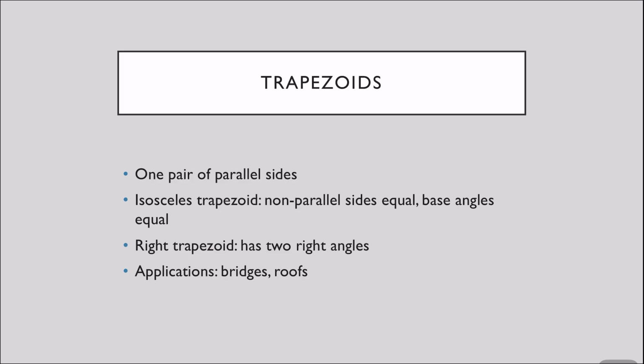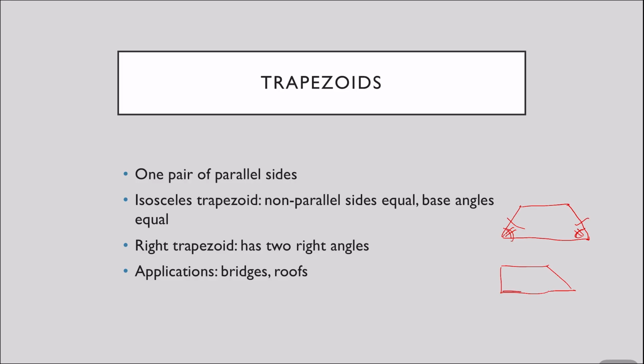Therefore, in that case, if the other pair is parallel lines, there will be base angles formed by the non-parallel sides with the parallel sides, no? So, if this is the parallel pair, and it's isosceles, it means the non-parallel sides have the same length. So these angles inside, these are your base angles, will be congruent as well, or equal. Then we have a right trapezoid. A right trapezoid has two right angles. So, something like this one.